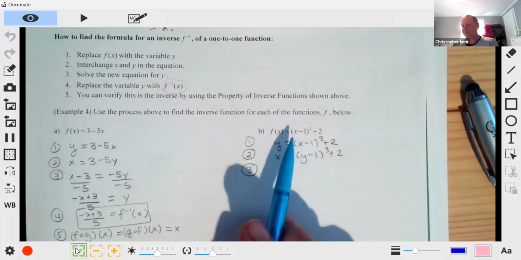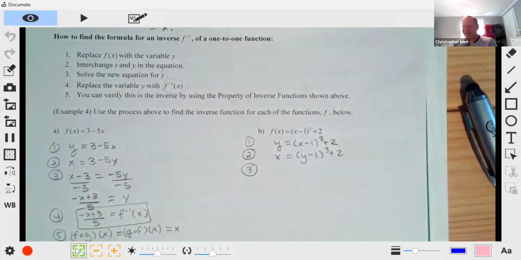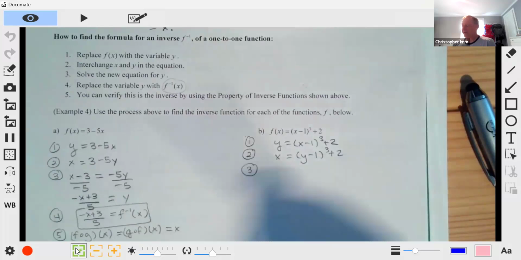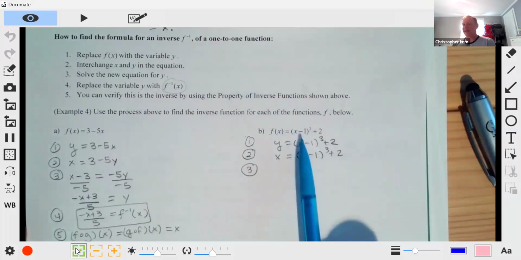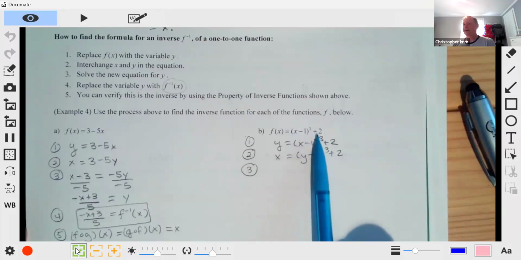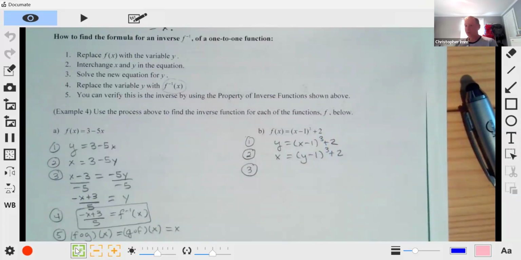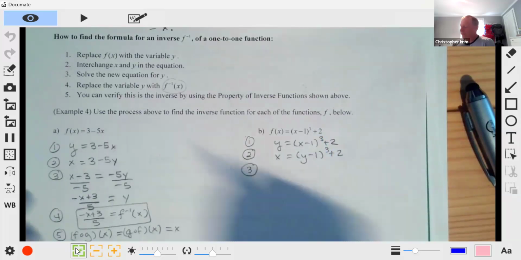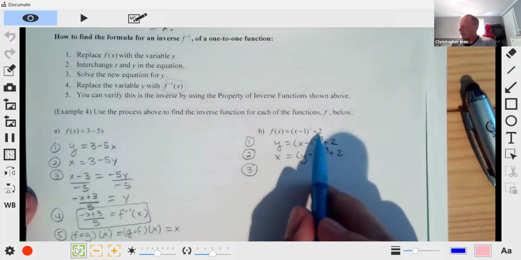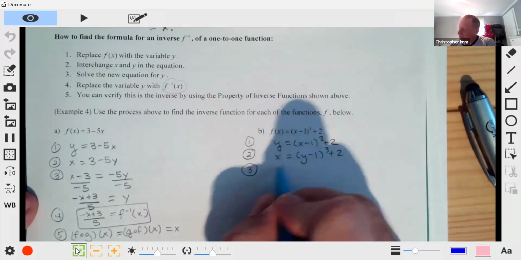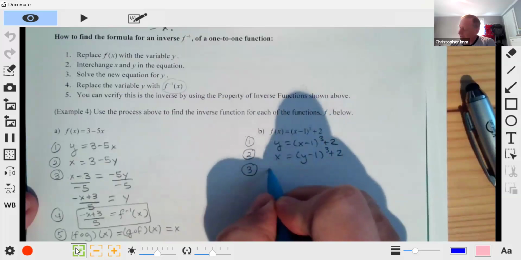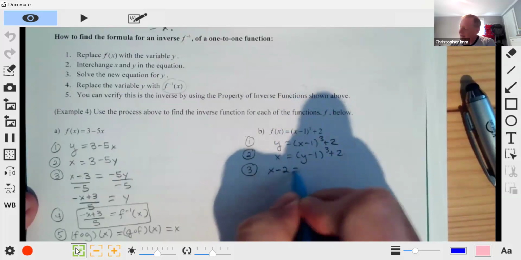If you look at the function, maybe you can get a sense of why we're doing what we do. What this function does is take the input, subtract 1, cube it, and then add 2 at the end. So if we were doing the total reverse of that, we would start by subtracting 2. That was the last step we did here, so it's the first step we do here. So subtract 2.